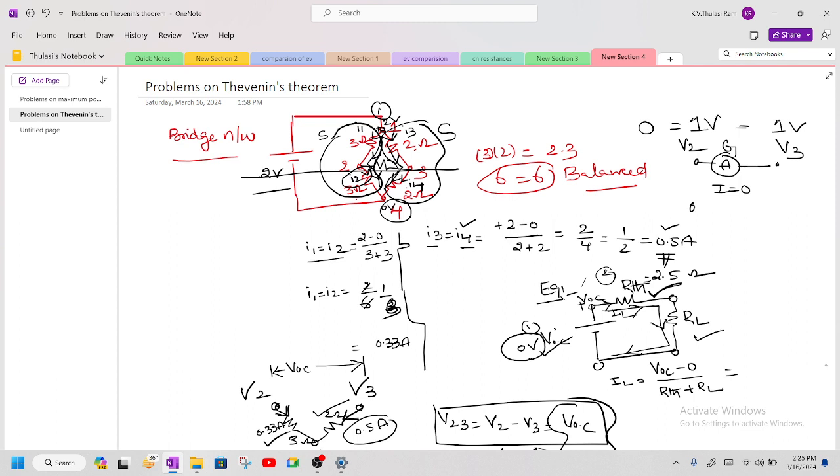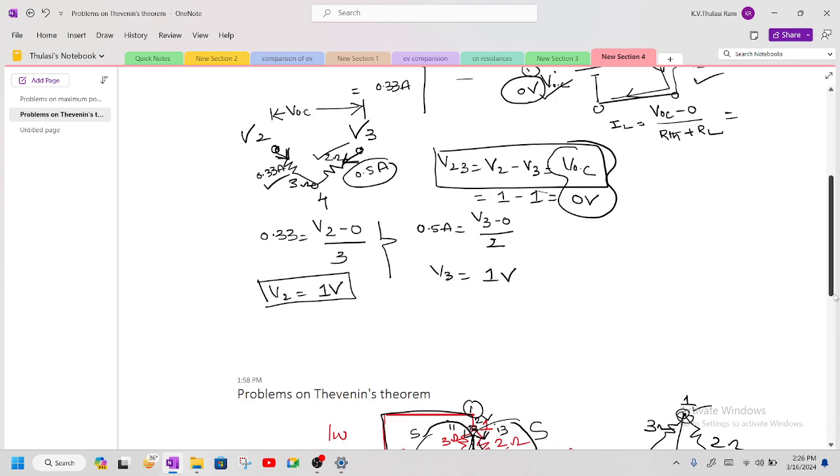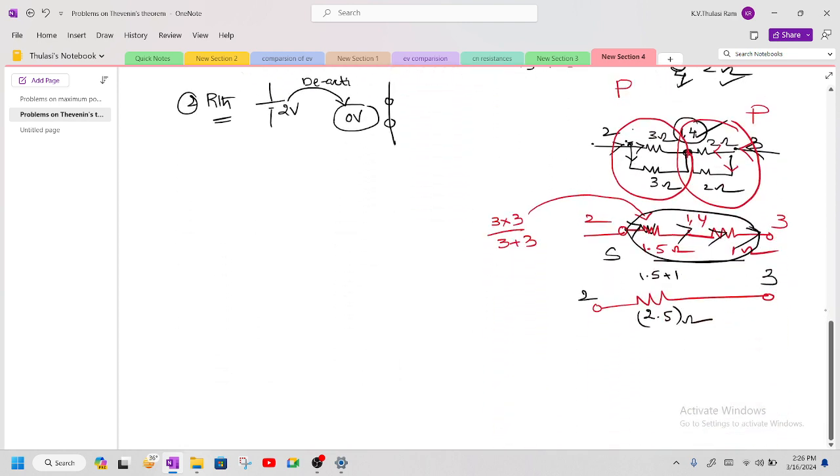Whenever the current is not flowing between V2 and V3, I can say the bridge is balanced. So this is how we can identify whether the bridge is balanced or not. Already before solving, we have told that the bridge is balanced. In a balanced bridge, the current between 2 and 3 is 0. Why? Because both are having equal potential. So this is how we are solving the problem, and this is the Thevenin's equivalent circuit for the problem given for us. You can take your own example and solve it on your own. So this is one problem on bridge network.